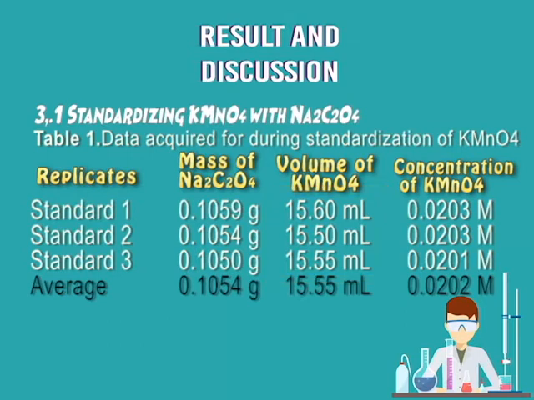The average volume of the delivered potassium permanganate was then calculated and the resulting value is 15.55 ml. Using the average mass of the sodium oxalate and the average volume of the delivered potassium permanganate, the molarity of the solution was obtained and found to be 0.0202 molar. The acquired molarity will then be used in the next part of the experiment.